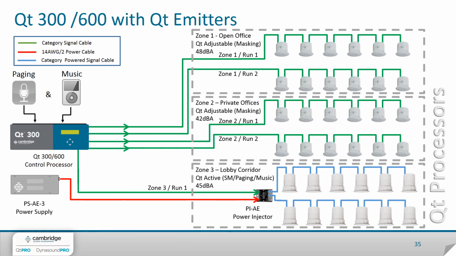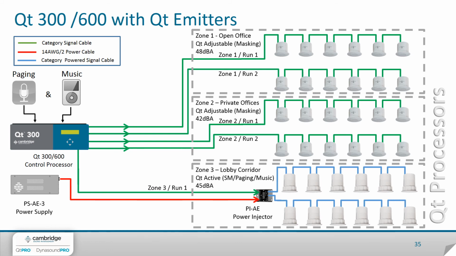Using QT active emitters for Zone 3 provides the added volume levels needed as well as the extended frequency range to provide the background music and paging capabilities in both the corridors and lobby areas. If a sound masking control zone or audio source requirement for a separate lobby or corridor area existed, then a 4th zone would be required.